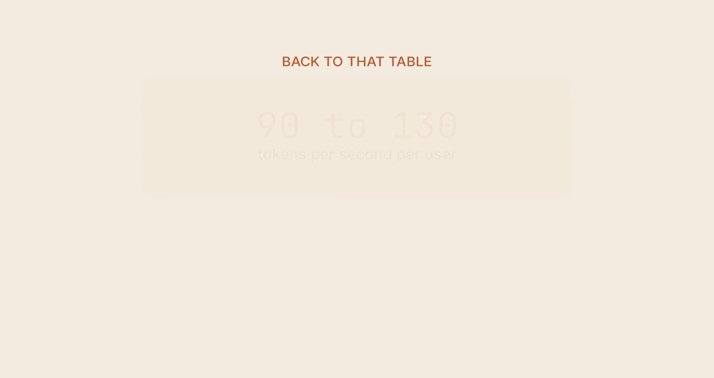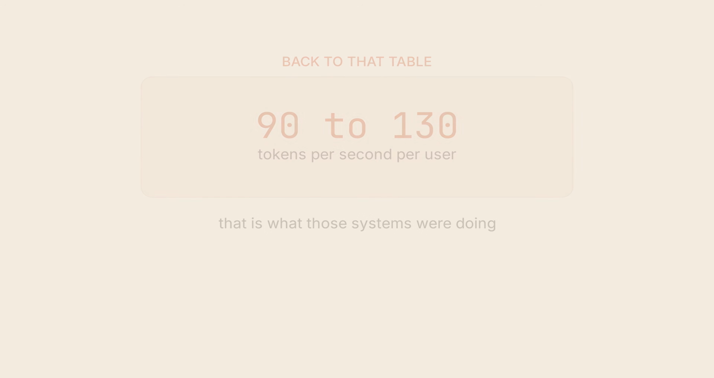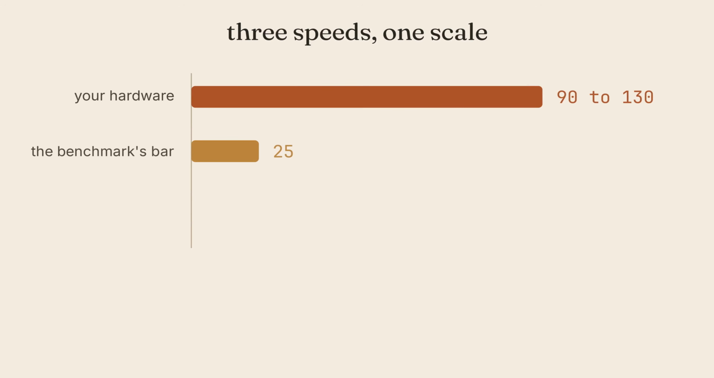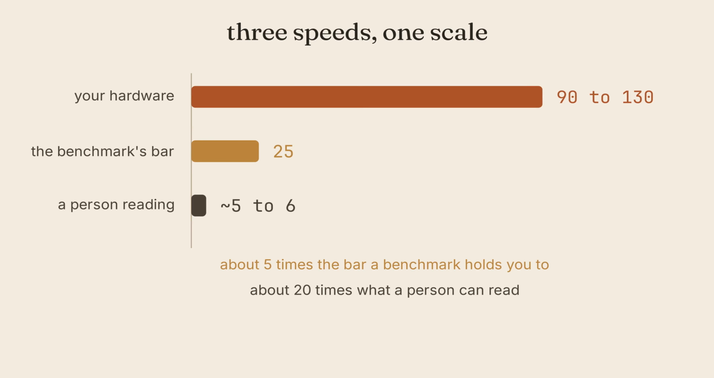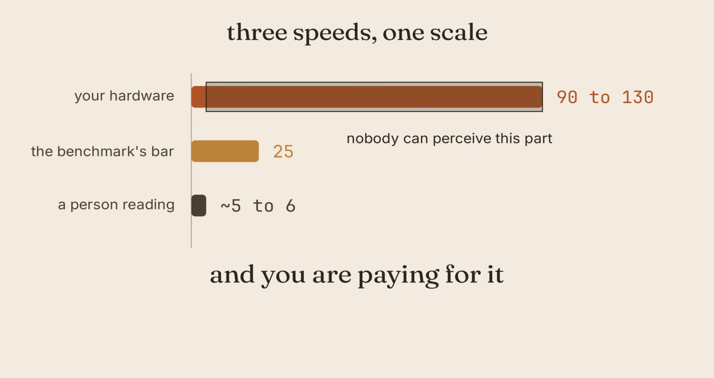Now back to that table. Those systems were doing 90 to 130 tokens per second per user. So what does that mean? Your hardware can generate tokens about 5 times faster than the bar a benchmark holds you to, and about 20 times faster than a person can read them. So if a person is reading your output, then most of that speed is wasted, and you will be paying for tokens nobody can perceive.